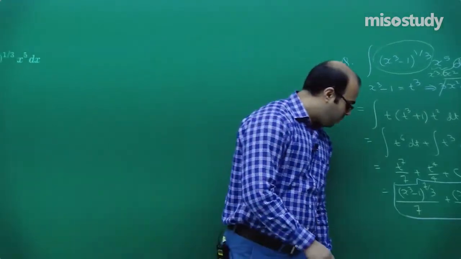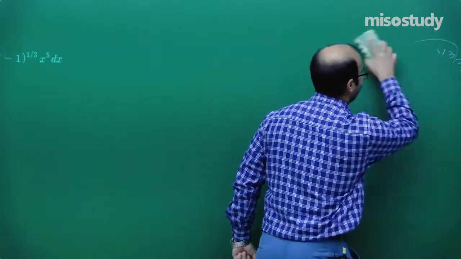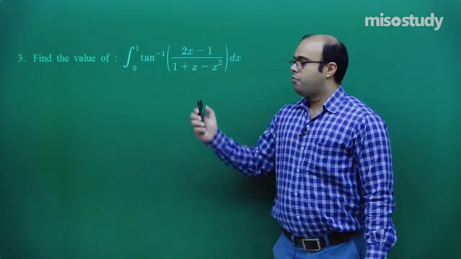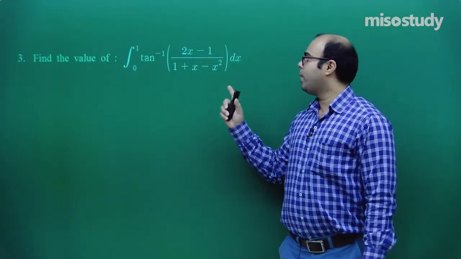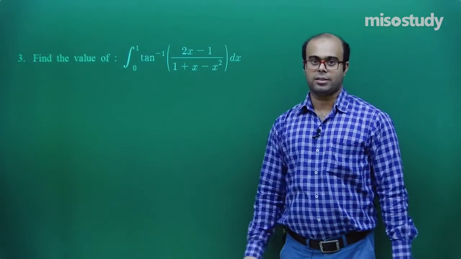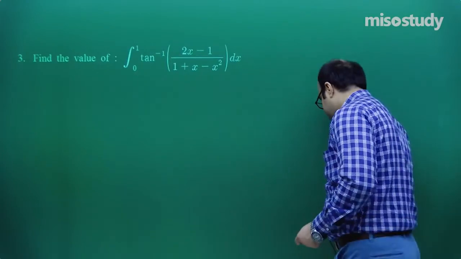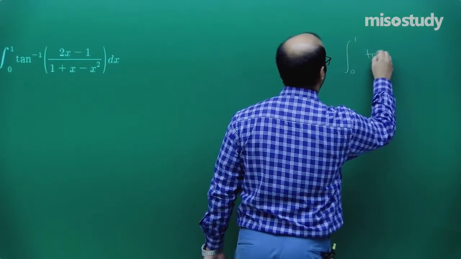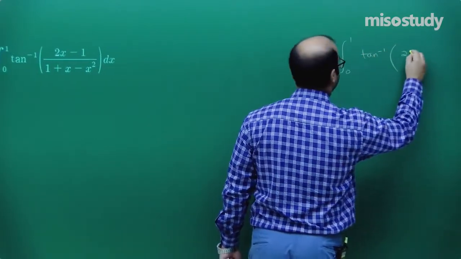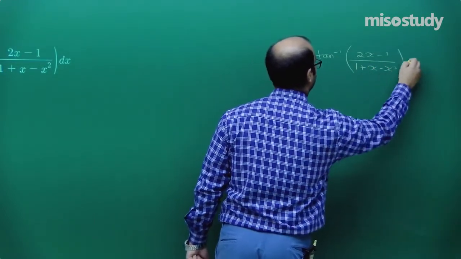Now, let us first erase this question, and then we will come to the third question. The third question here is: find the value of the integral from 0 to 1 of tan inverse of (2x minus 1) by (1 plus x minus x square) dx. This is a question of definite integration, as we can see. Let us solve this question.